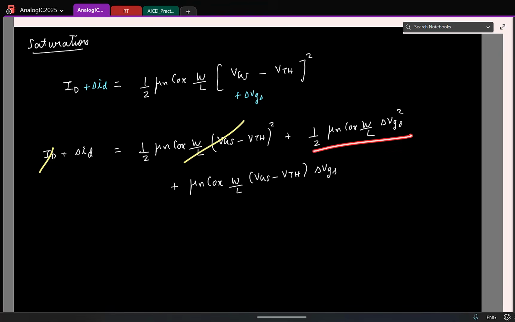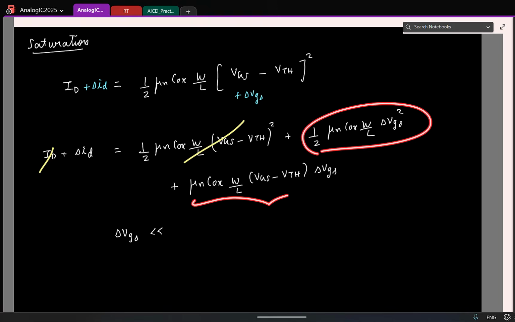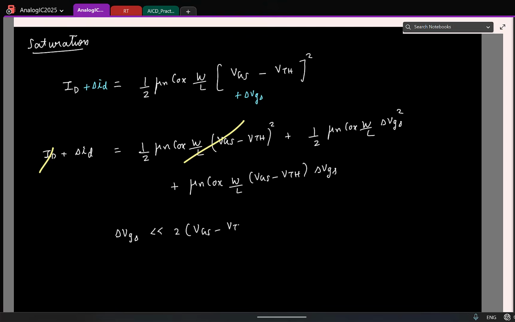Now I have to make sure that this term is much smaller than this. So if I do that, what is the condition I get? I have to make sure this term is much smaller than this. So what is the resulting condition? 2 times. So as long as your small signal VGS is much smaller than twice the VGS minus VTH, and this is the operating point VGS minus VTH. As long as your small signal VGS is satisfying this condition, we are okay.